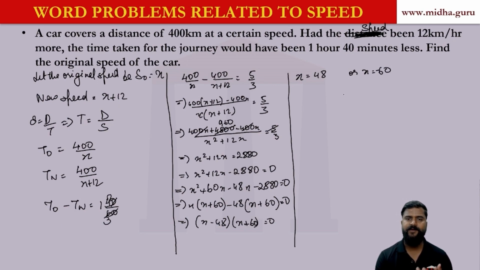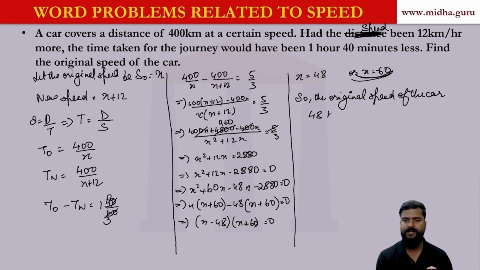Now since the x that we took was a speed, it cannot be negative. Since the car is moving forward, it's not deceleration, we know. So this speed cannot be negative. So the original speed of the car was 48 kilometers per hour. Not was, is 48 kilometers per hour.